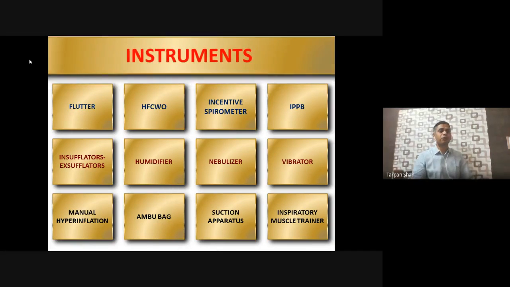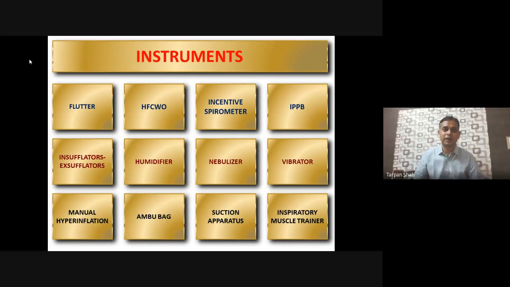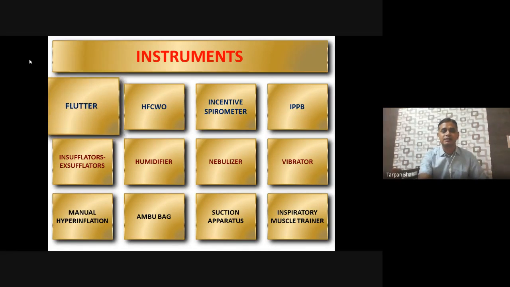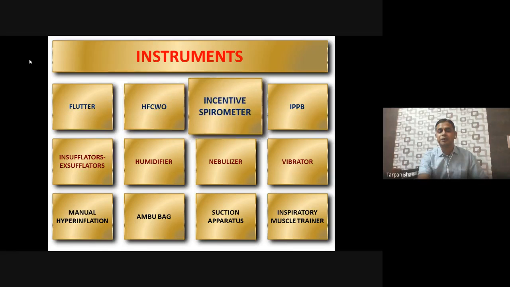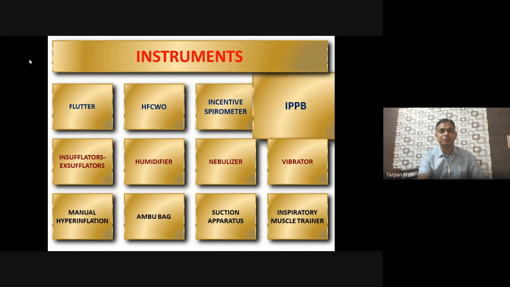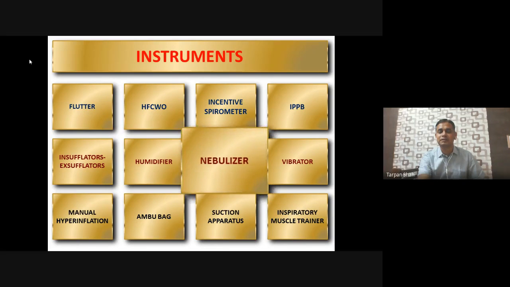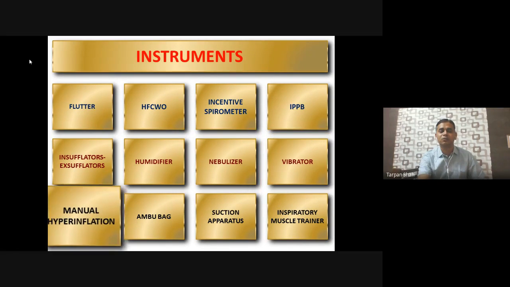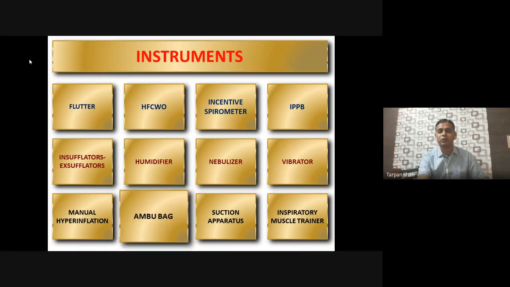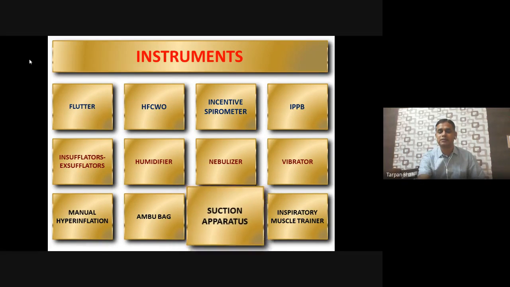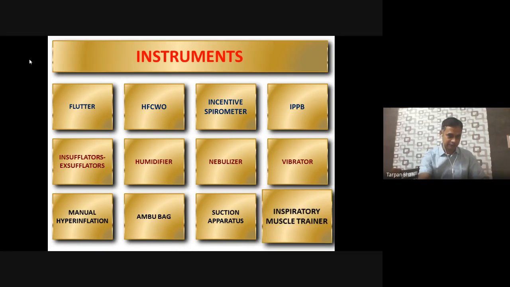Now let us see the very important aspects of my presentation, that is, the different instruments or equipment which we use for treatment in cardiopulmonary physiotherapy. So: flutter, high frequency chest wall oscillation, incentive spirometer, IPPB, intermittent positive pressure breathing, mechanical insufflator and exsufflator, humidifier, nebulizer, vibrator, manual hyperinflation, Ambu bag, ambulatory manual rebreathing unit bag, suctioning apparatus, and inspiratory muscle trainer.